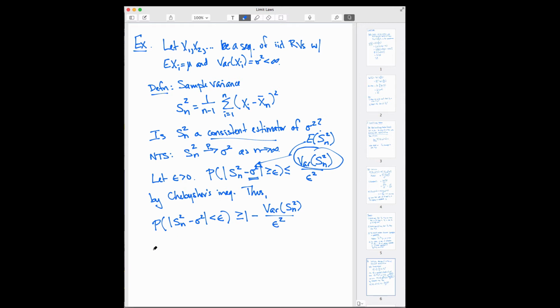And so what we're going to see is that in order for the sample variance to converge in probability to the population variance, we need the variance of the sample variance to approach 0 as n approaches infinity. And I'll leave that to you to verify.